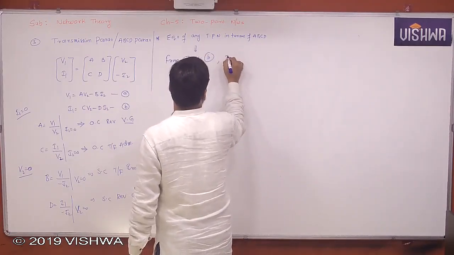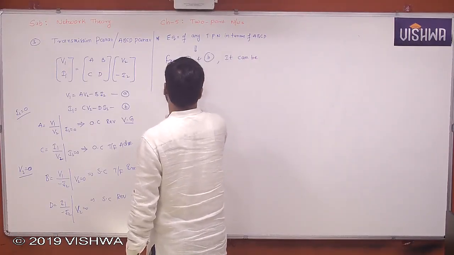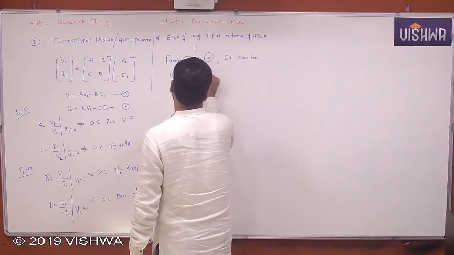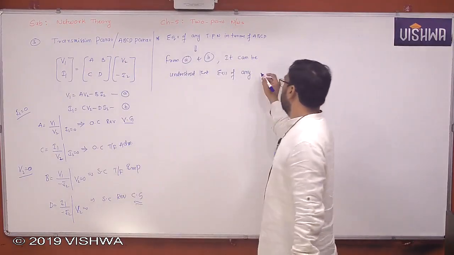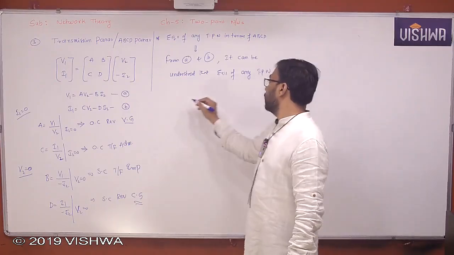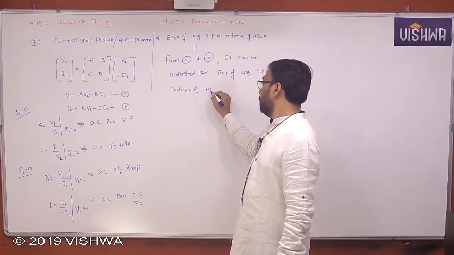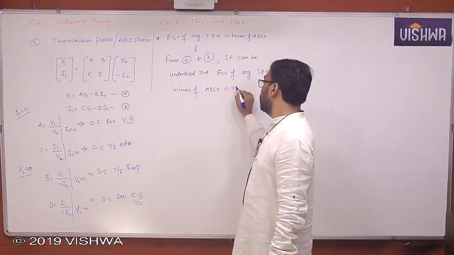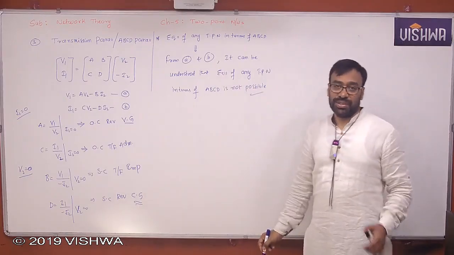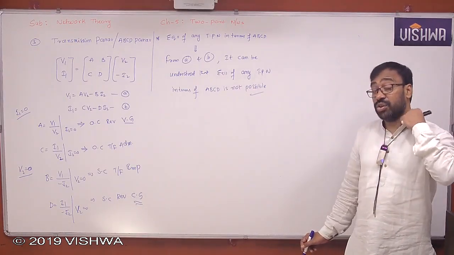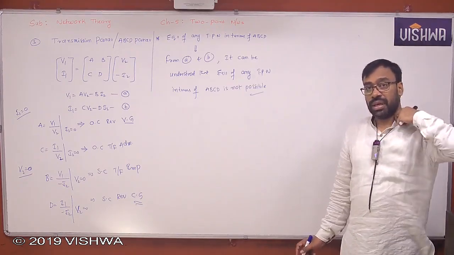it can be understood that equivalent of any two-port network in terms of ABCD is not possible. I hope all of you agree with me. Is not possible. So this is very, very important. I can construct an equivalent of any two-port network in terms of Z parameters, Y parameters, but not ABCD parameters. Understand all of you? Okay.